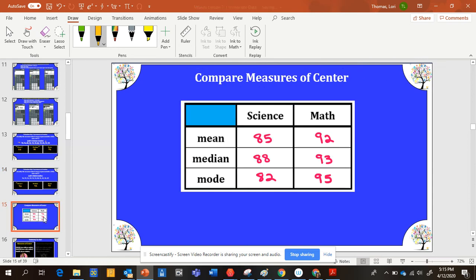So now let's compare his science grades to his math grades. So you can see that in science, if there was no outlier, we could compare the means. So the 85 and the 92. You can see that he does a little bit better in math than science, but there probably was the outlier. That 52 was probably an outlier, so we would use the median, because that 52 would have skewed the mean, and you can see how it brought it down somewhat.